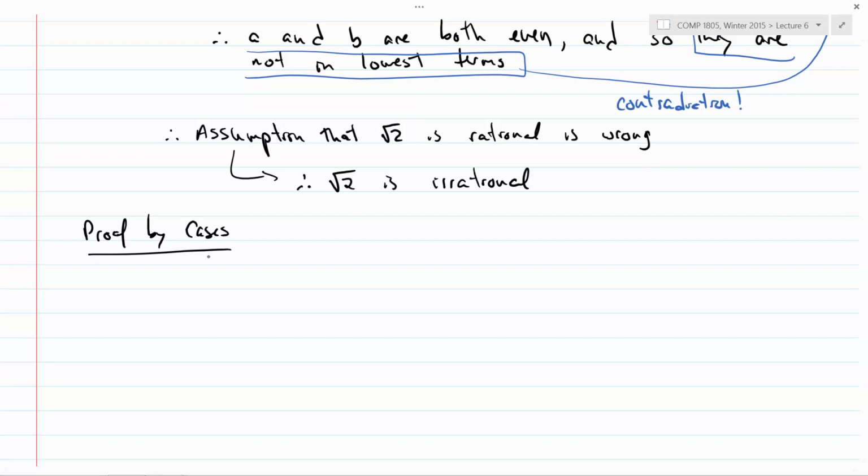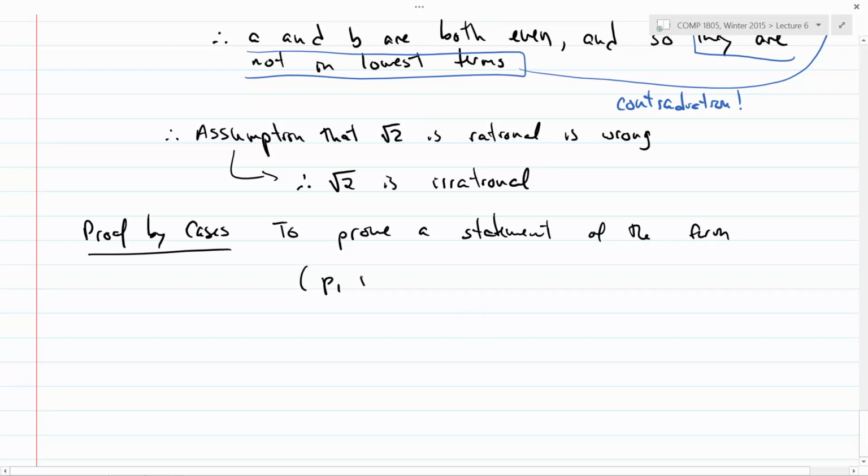All right, so the proof by cases says, what if you want to prove a disjunction that implies something? So we want to prove a statement of the form P1 or P2 or and so on, let's say up to Pn, implies Q. Okay, let's say we want to prove a statement of that form.